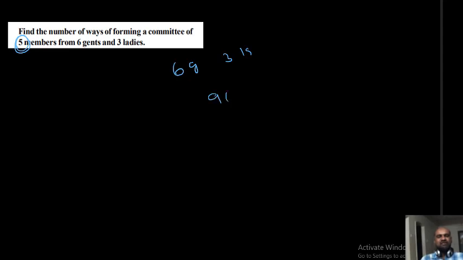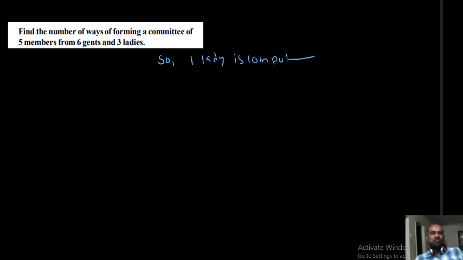Okay, next problem. Find the number of ways of forming a committee of 5 from 6 gentlemen and 3 ladies. No condition is given. What can I say? 9C5 ways I can make a committee. Without condition, the answer is 9C5.